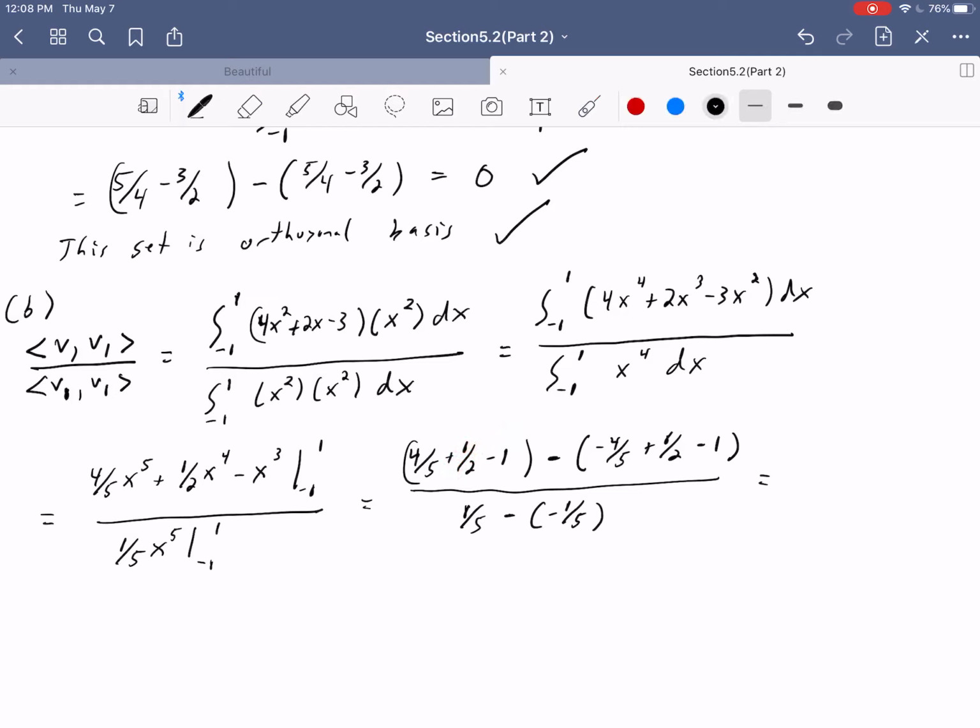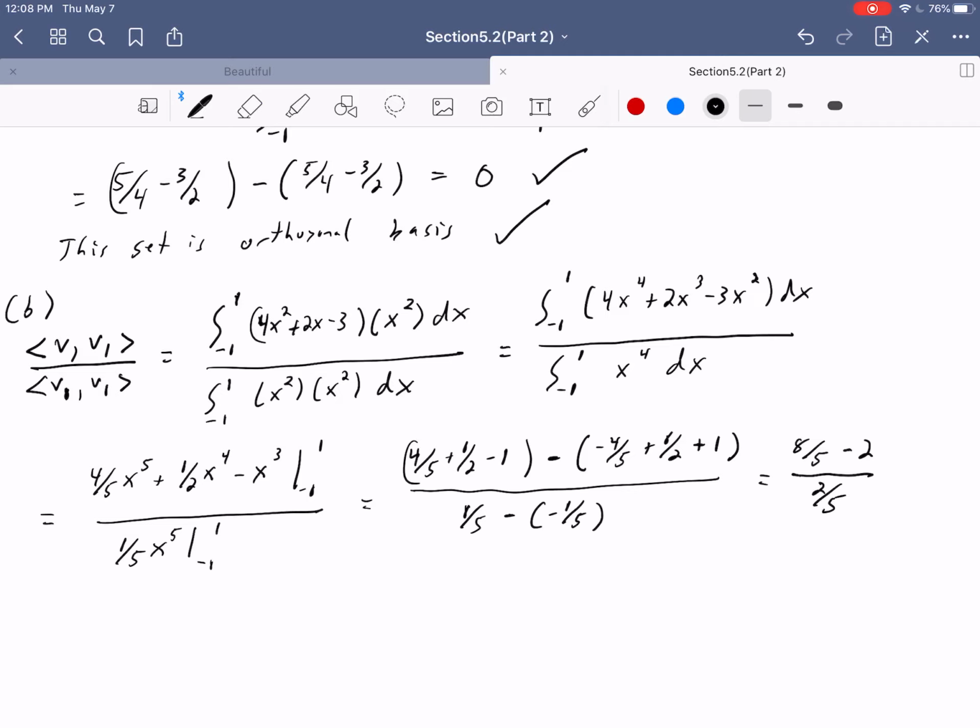So a little bit messy, but we know that these guys will cancel out. But it looks like we get something like 8/5. Oh, and sorry, this guy here should be a plus 1, right? Because when we plugged in negative 1, we got negative 1, but it was negated, so it should be a plus 1 there. 8/5 minus 2 over, looks like 2/5 there.